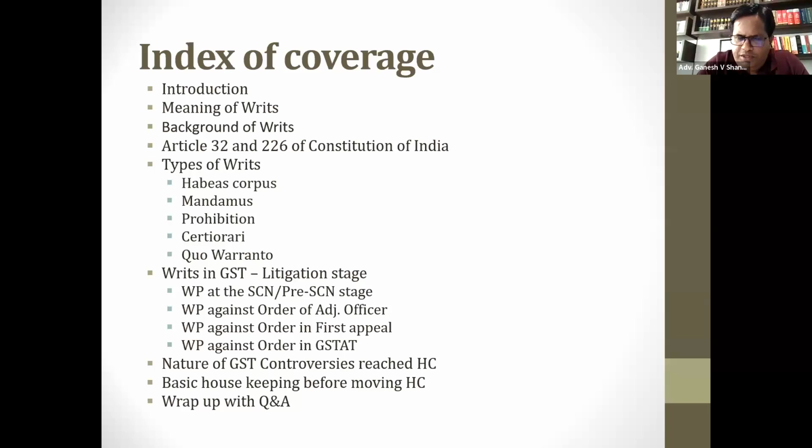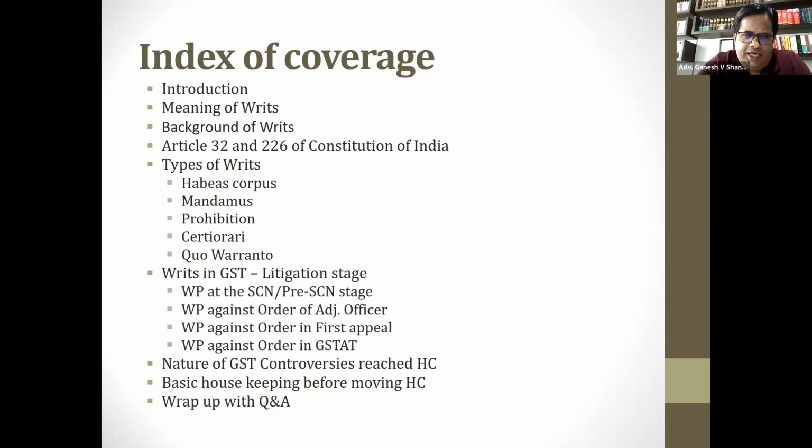This is the index of the coverage I am going to cover today. Introduction, the meaning of the writs, and the background history behind writs coming into play. Then, what are the relevant articles of the Constitution which give this remedy? And there are five specific types of writs, apart from generic orders or directions which the High Courts or Supreme Court can issue.